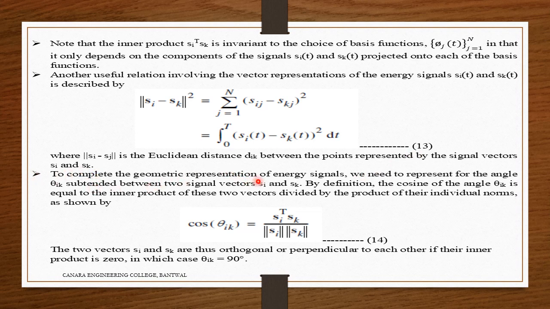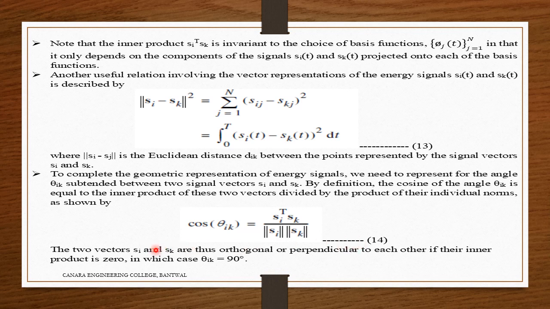To complete the geometric representation of energy signals, we need to represent the angle theta ik subtended between two signal vectors Si and Sk. By definition, the cosine of this angle theta ik is equal to the inner product of these two vectors divided by the product of their individual norms, as shown by cos of theta ik is equal to Si transpose Sk divided by mod of Si into mod of Sk. That's equation 14.